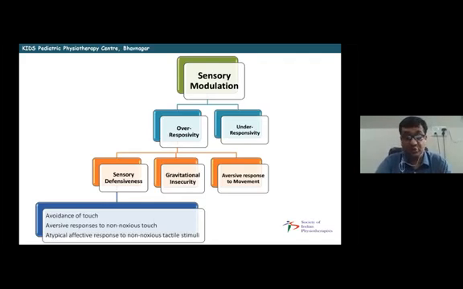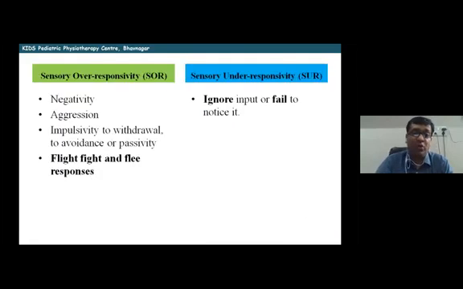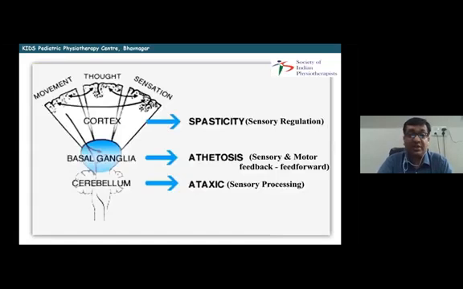An aversive response to movement, you can see nausea, vomiting, dizziness, and vertigo. I will show you the video of all these things. Sensory over responsivity, you can see negativity, you can see aggression, fight or flight response, and under responsivity they ignore input or fail to notice it. It means problem with registration.